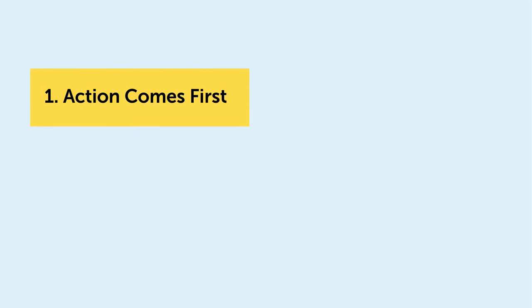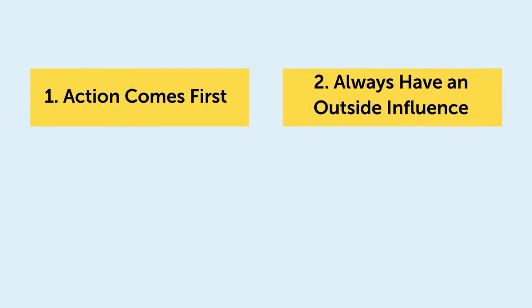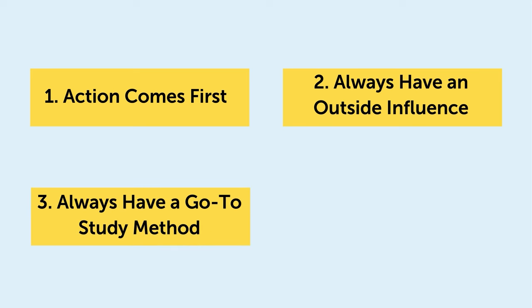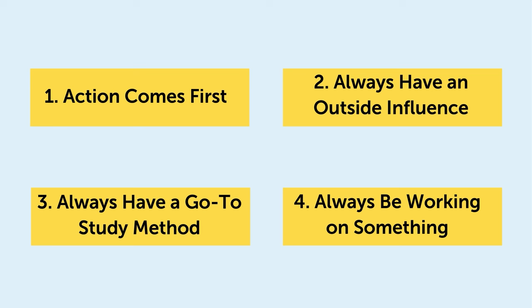So, let's recap. 1. Action comes first. 2. Always have an outside influence. 3. Always have a go-to study method. And 4. Always be working on something.